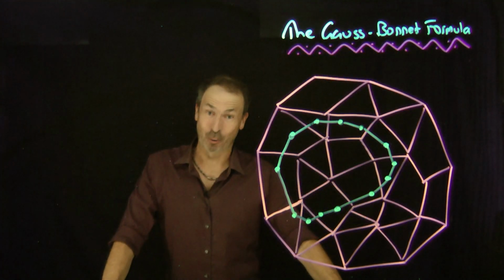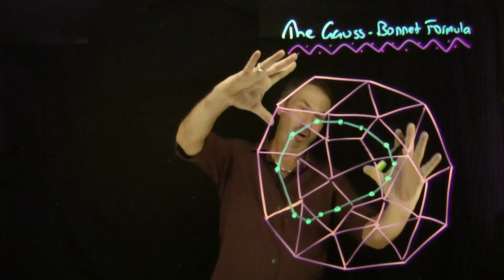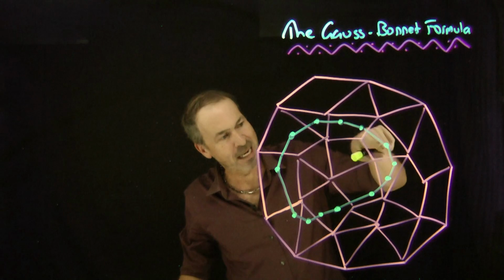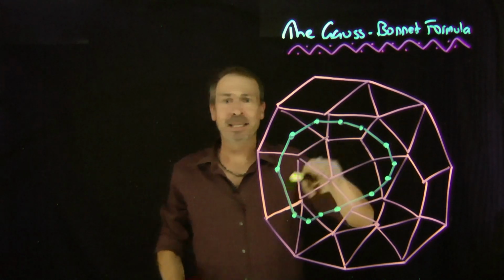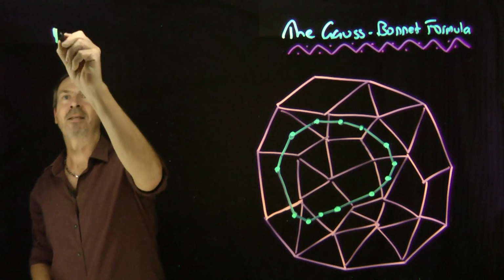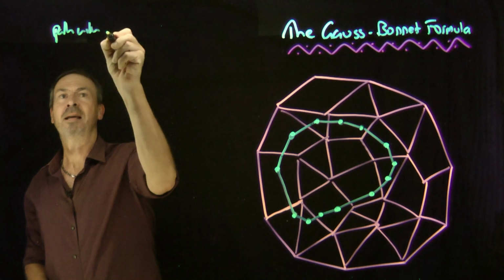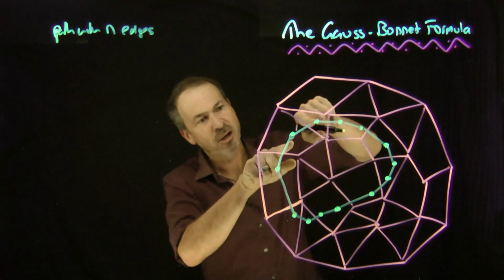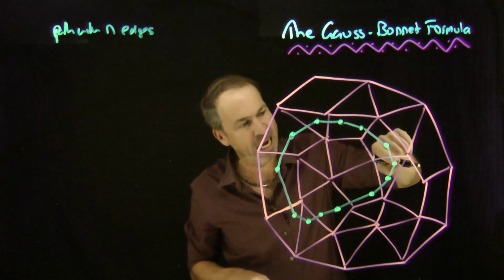Okay, so now I'm going crazy. What I've drawn here is a great big blobby polyhedron, some irregular thing, and on it I've drawn a nice polygonal path. Let's say it has n edges, so a path with n edges on my polyhedron. So if there's n edges, it also has n corners. There's a path with n vertices on it.